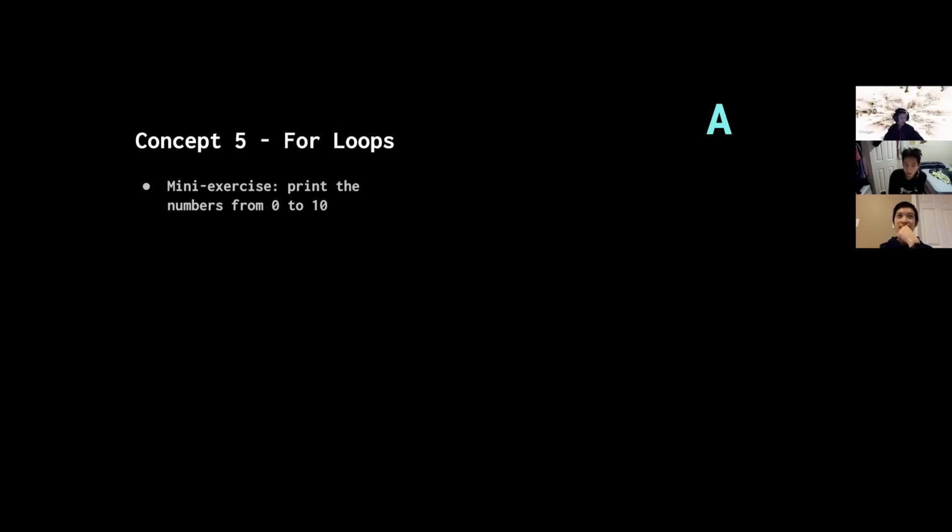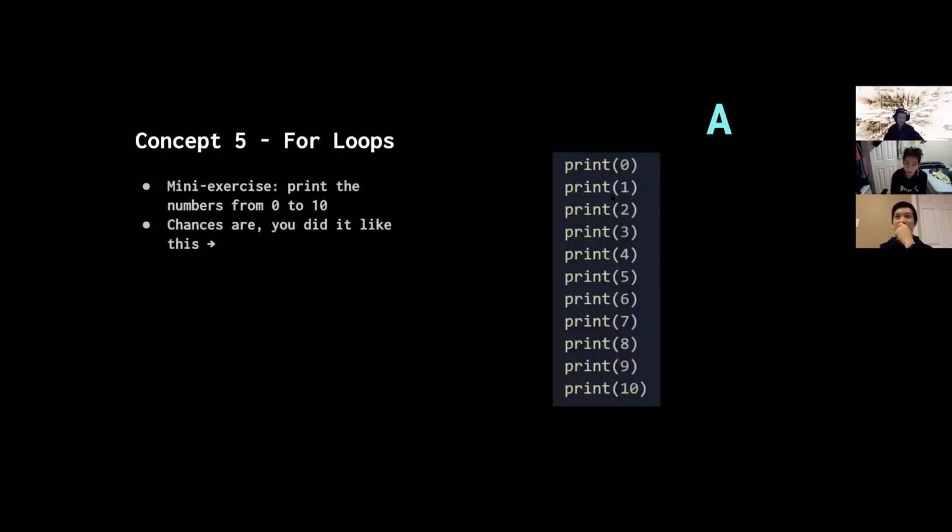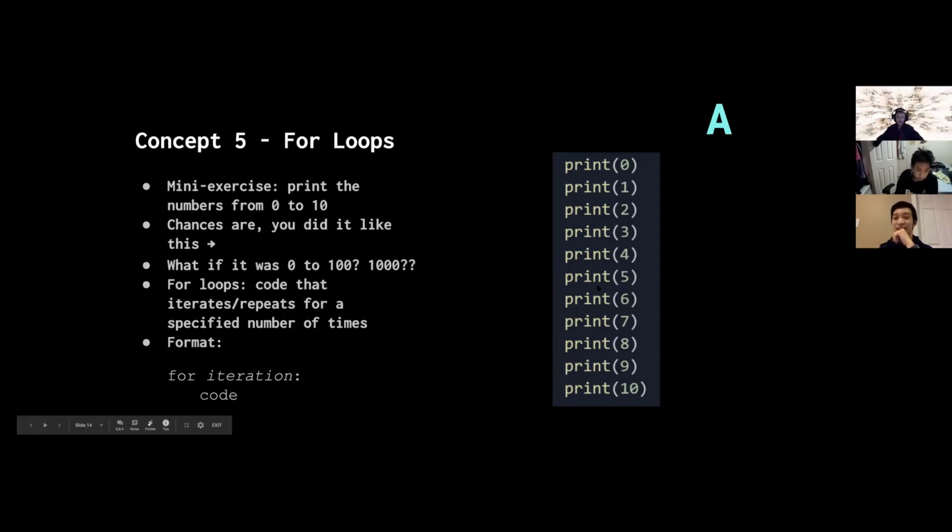Okay, cool. So chances are you did it like this. You did print 0, print 1, print 2, print 3, all the way to 10. If you're new to programming, that's all you know how to do, and that's fine. That's basically the only way you would do that. However, what if it was 0 to 100, or 0 to 1,000? Well, it wouldn't just take you a minute, right? It would take you hours. Or if you had to write 1,000,000 print statements, that would take you years, or okay, maybe months. But is there a better way we can do this? And the answer to that is yes.